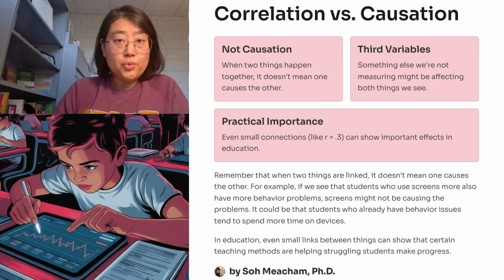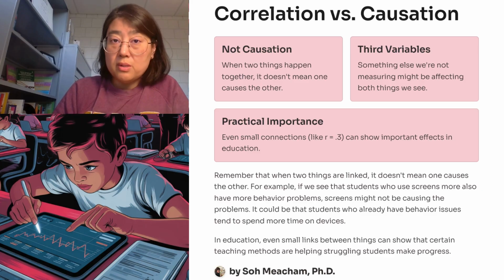It's essential to remember that correlation does not imply causation. Just because two variables move together doesn't mean one causes the other. A third variable could be at play. For instance, let's say we find a correlation between screen time and behavior issues in middle school students. That does not prove that screen time causes behavior problems. Perhaps students who already struggle behaviorally are more likely to spend time alone on screens.